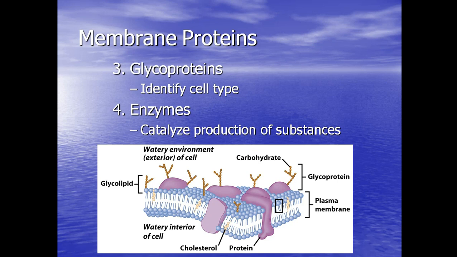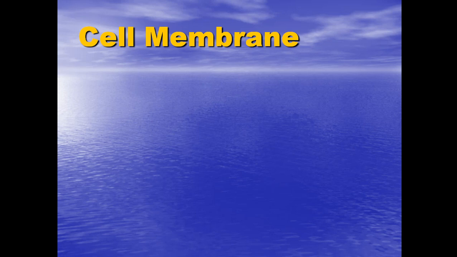Along with that, there are a few proteins which function as enzymes. Probably all of you know the famous saying that all enzymes are proteins. So here there are many proteins which function as enzymes and catalyze the production of substances. So these are four important components, along with the cholesterol molecule, that are found in the plasma membrane.